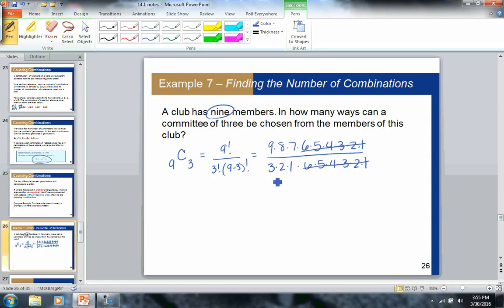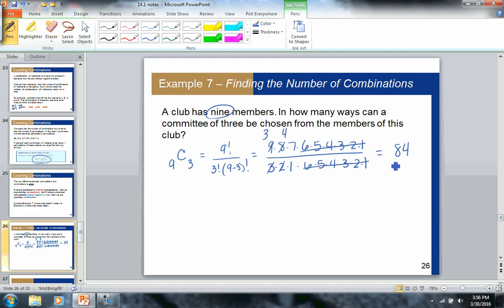So that, if you already have ABC, that gets rid of CBA. Okay? And you can do some canceling here if you'd like. If you want to cancel the 3 into the 9, you can. If you want to cancel the 2 into the 8, you can. So then you're just doing 3 times 4 times 7, and you should end up with 84.